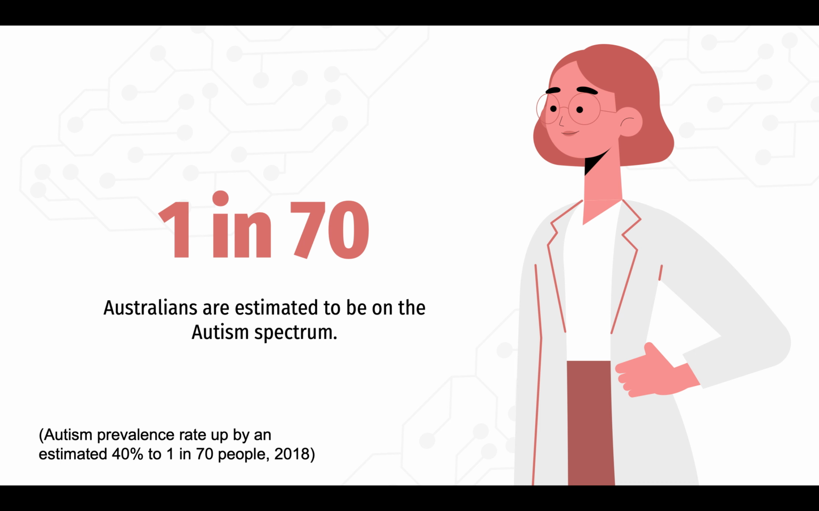According to epidemiological studies, it is estimated that 1 in 70 Australians are on the autism spectrum, amounting to a 40% increase in prevalence rates. However, it's important to note that this increase is likely a reflection of the fact that we are getting better at recognising and diagnosing autism in people of all ages, and we have seen greater advancements in research and our understanding as a community.